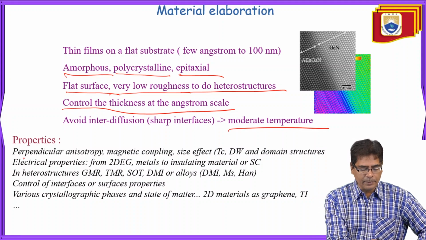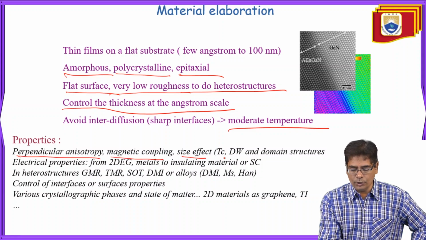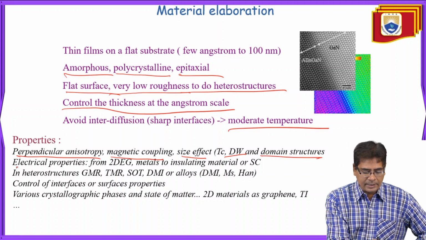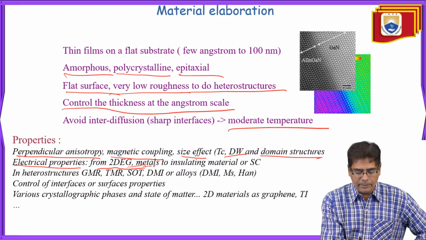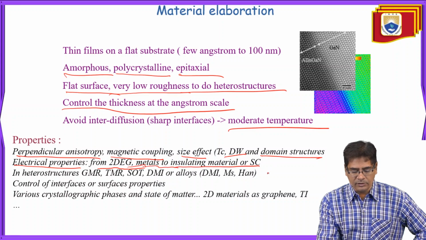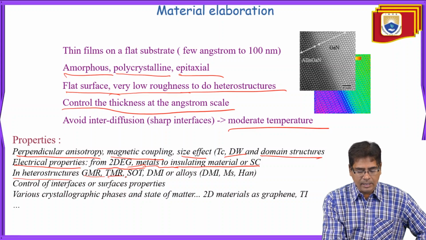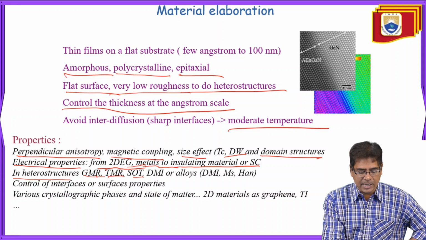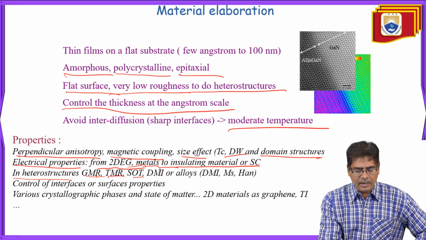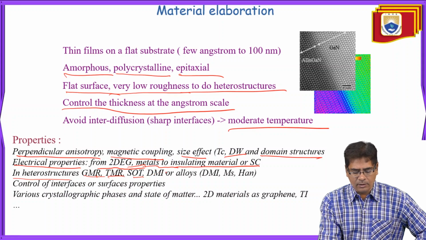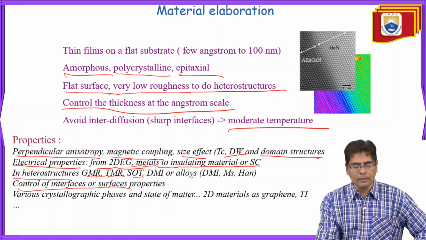So the properties include perpendicular anisotropy, magnetic coupling, size effect, critical temperature, domain wall and domain structures, and electrical properties from 2D material, metals to insulating materials or semiconductors, right? In heterostructures, we have different structures like GMR, TMR, SOT. GMR represents giant magnetoresistance, TMR represents tunnel magnetoresistance, and SOT and DMI alloys or DMI heterostructures. The control of interfaces or surface properties.